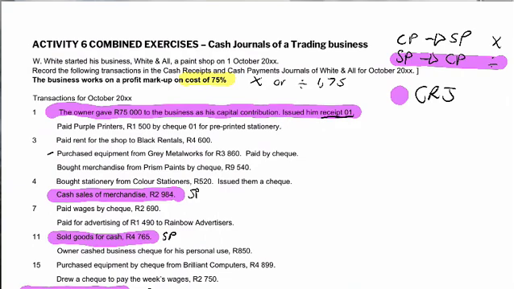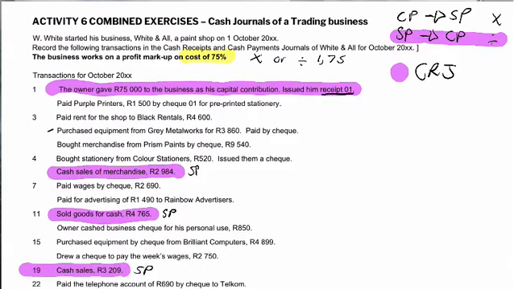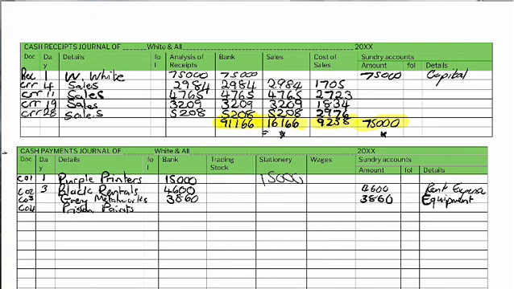Prism Paints. Okay. I'll explain why now. And the amount was 9,540 rand. So that will go 9,540 rand under bank and under trading stock. If we have a look at our CPJ, okay, and the same actually goes for CRJ.